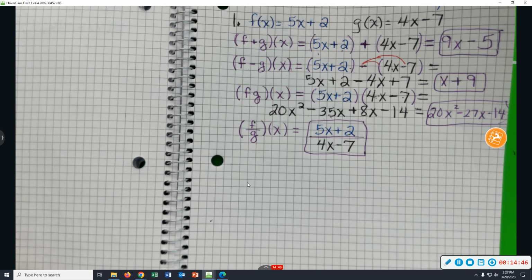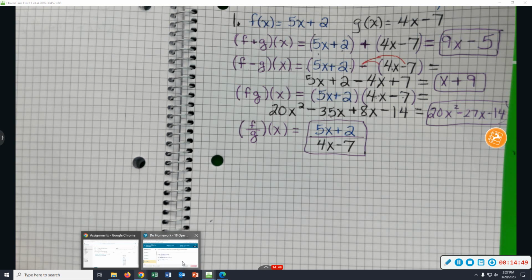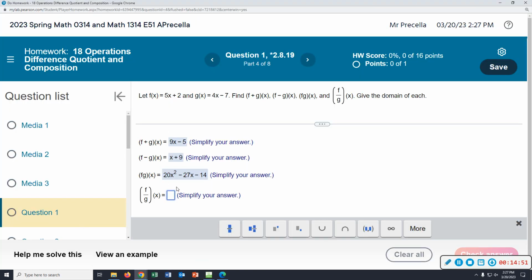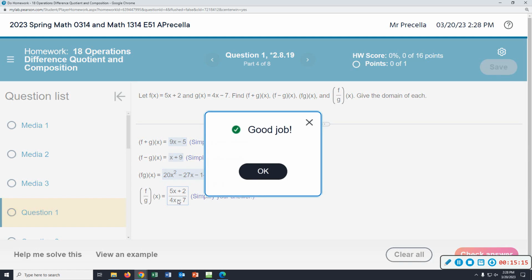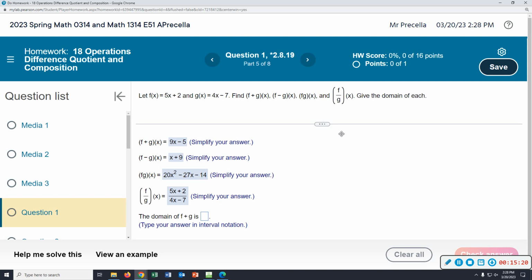Are you going to type it in now? I sure am. What do y'all think I'm going to click first to type in that fraction? I'm going to use the fraction bar, that's right. And then on top I have a 5x minus 2 plus 2, and on bottom I have a 4x minus 7. And we are now halfway through with this problem.